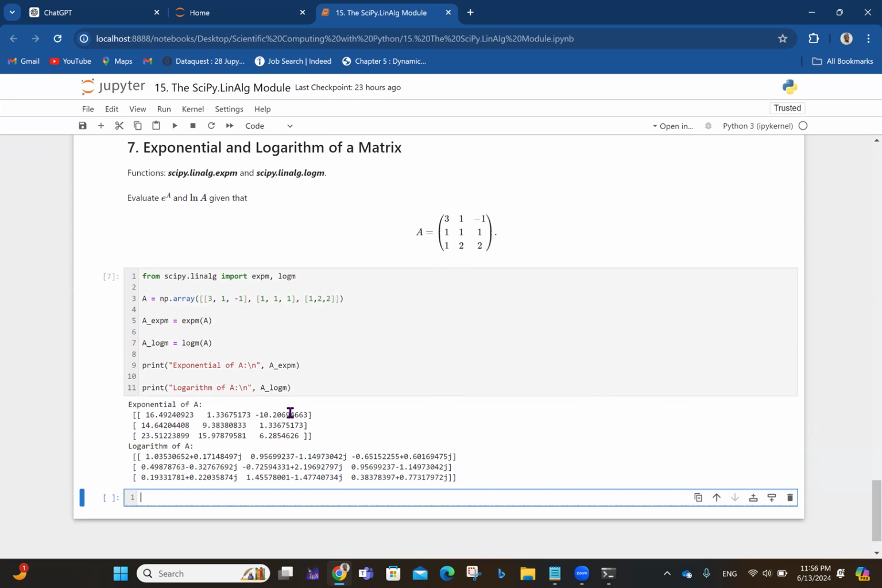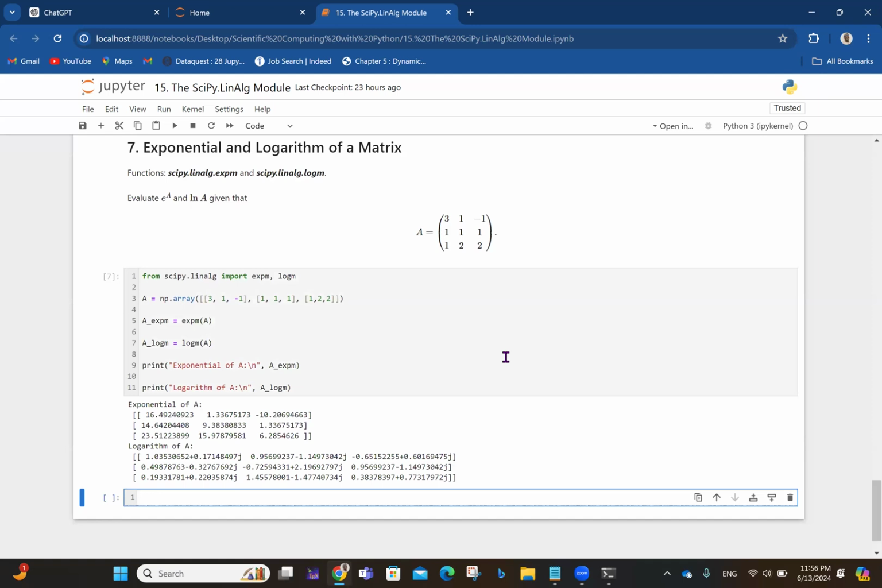So what is basically happening here is that this is e raised to the power 3. So the exponent, right? This should be e raised to the power 3, e raised to the power 1, e raised to the power minus 1, and all that. That's how that actually goes. And of course, for the logarithm of A also, you have all of this happening in the case of a matrix.